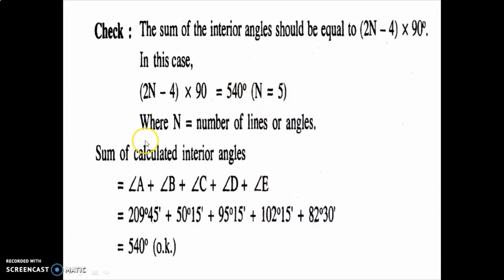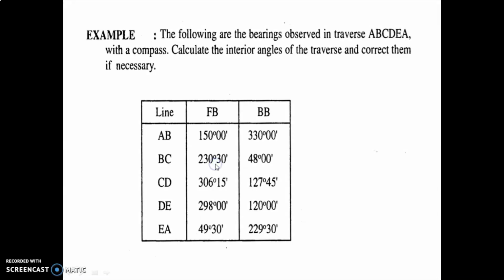So now we will check whether the summation of all our angles is 540 or not. Angle A plus angle B plus angle C plus angle D plus angle E. You just put in all the angles and check whether you are getting 540 or not. You can see we are getting 540, so our answer is correct. Okay, so this is the first example that we have seen.